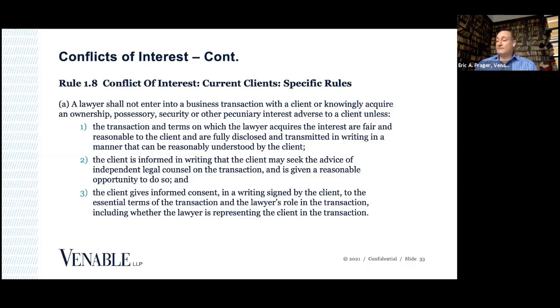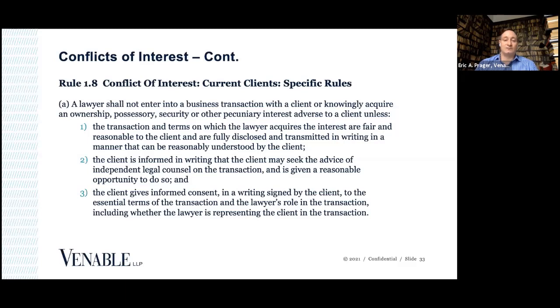And then there are some specific rules for current clients. This is a rule relating to entering into business transactions with a client. It is, I think, relatively common for a lot of lawyers to hear requests from clients, often smaller clients, encouraging the lawyer to take an ownership interest. Can I give you equity instead of paying cash for your services? There are rules about this, and you need to comply with them.